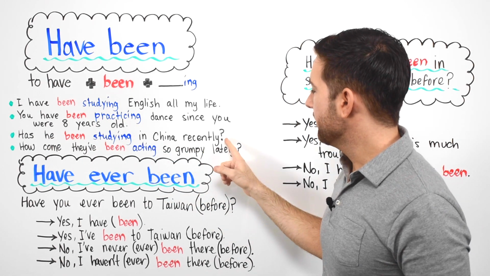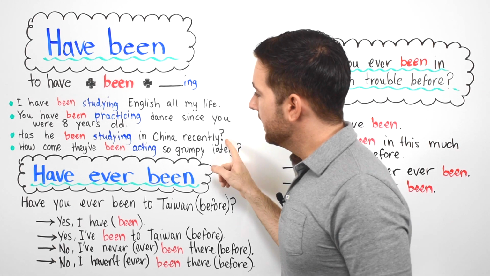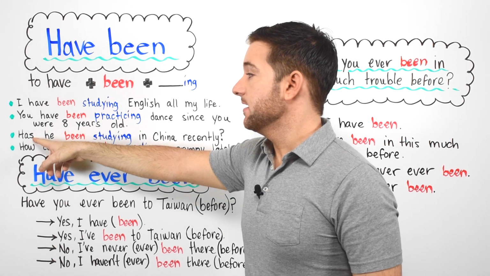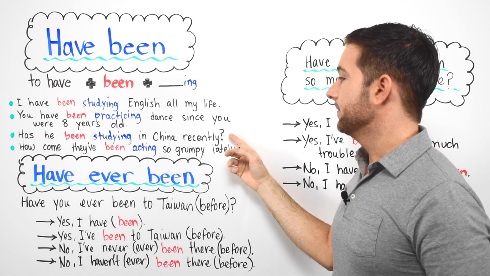And notice that we have a question mark here and we have has in the beginning. So when we have has, it usually forms a question at the end, okay?